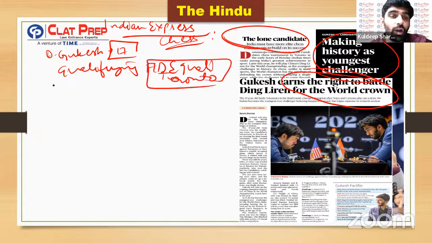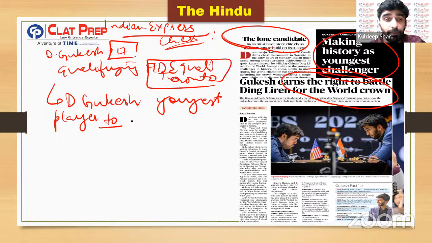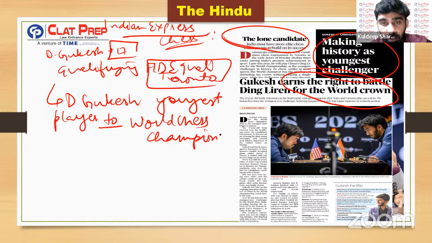And by winning that tournament, T. Gukesh has become the youngest player to actually participate in the World Chess Championship. So remember, he has not become a world champion yet, but he has become the youngest player to qualify for the World Chess Championship, which is a big deal.